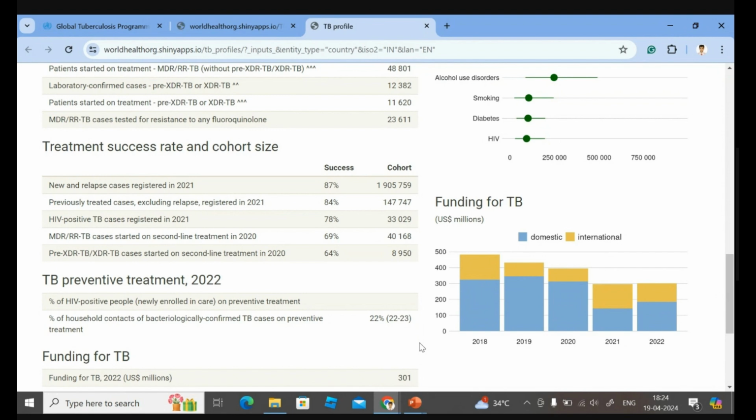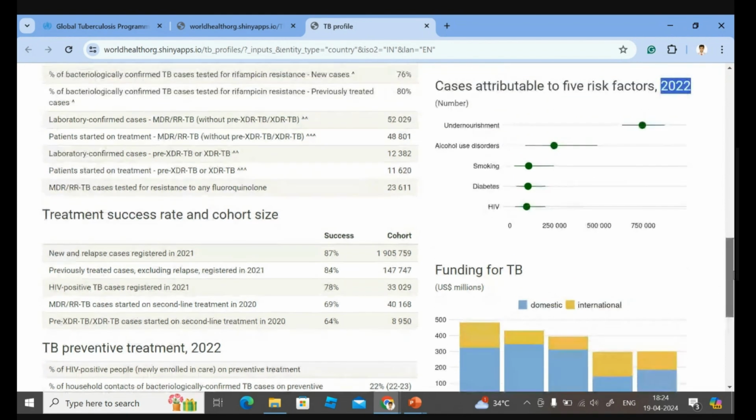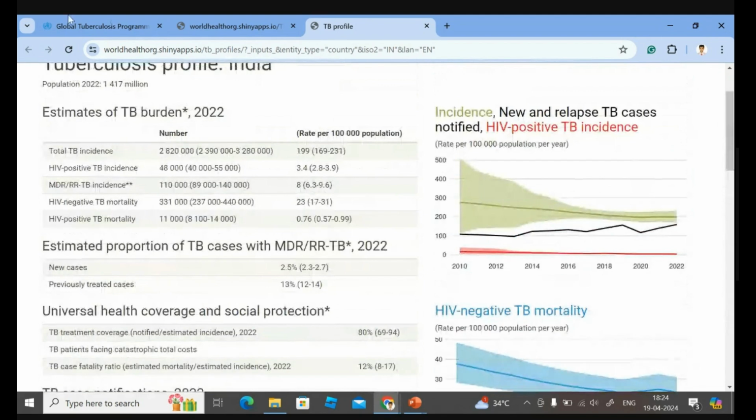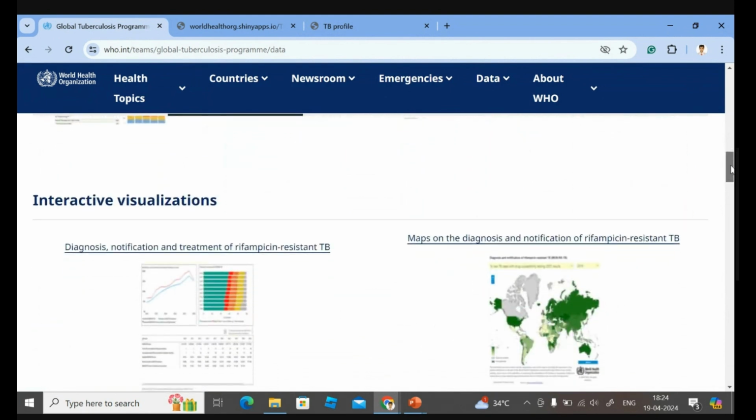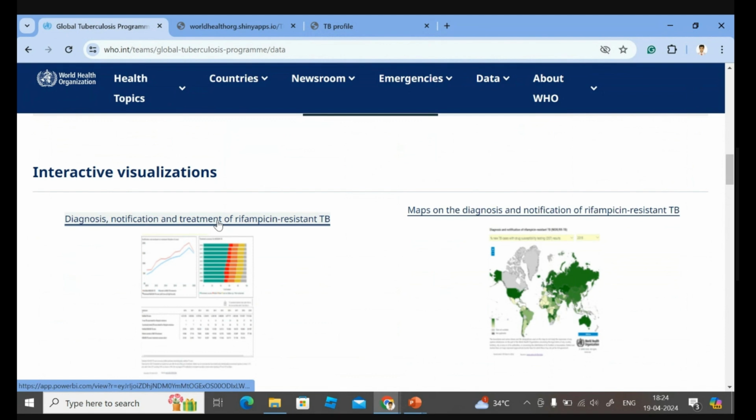So if you don't have the license, then you may not be able to do so. This is one example of it. You can always go back and get all the details. Everything has been given in visual representation: financing, treatment, and so on. This is also another thing. Look at this one, the interactive part of it.